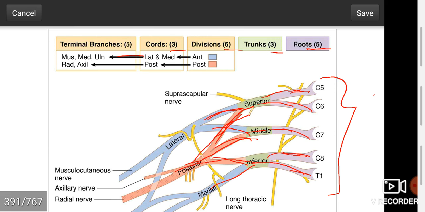And the lateral cord is made from the anterior division fibers of the superior trunk and middle trunk, which is this one, lateral cord. And the medial cord by itself, the anterior division of the inferior trunk making medial cord.